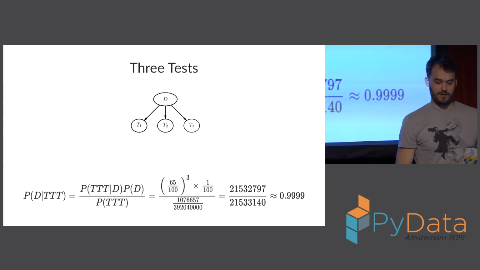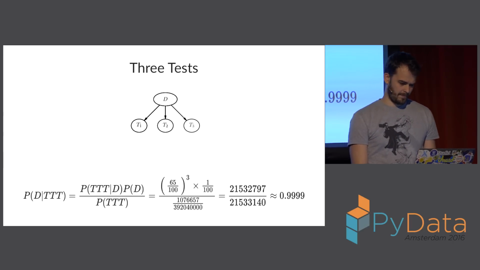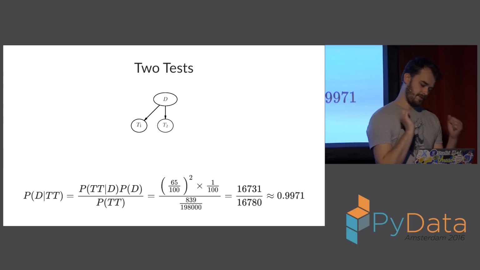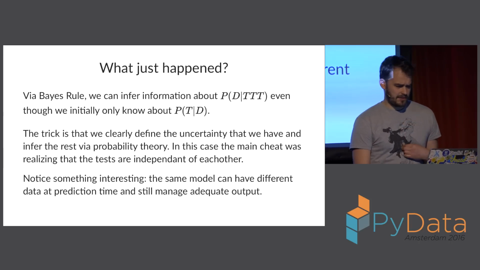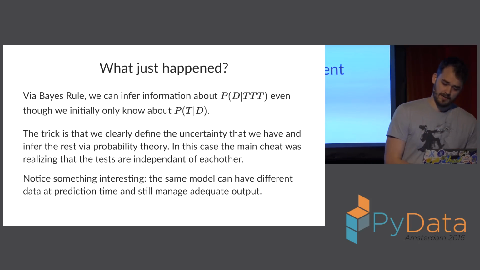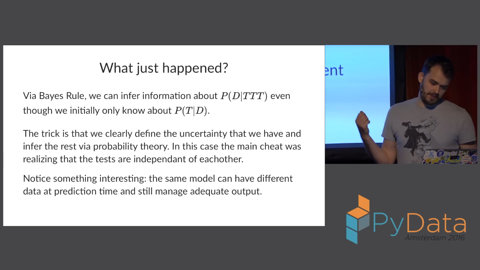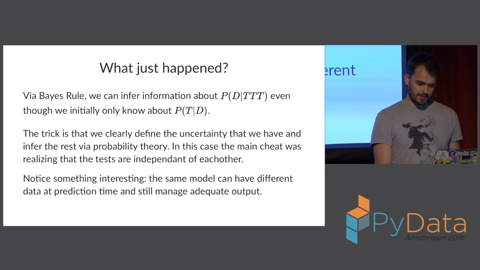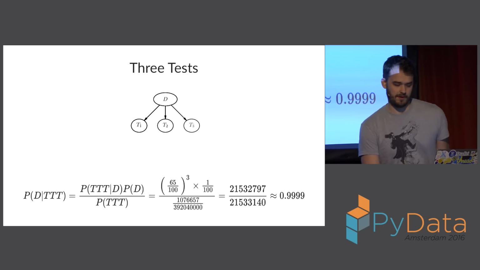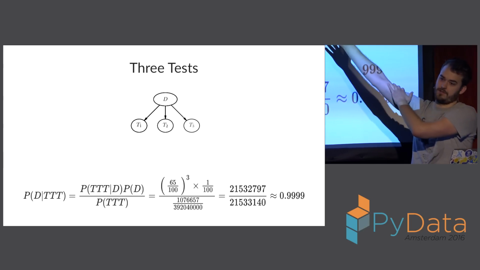That is also a situation where you don't beforehand know anything about your training data, but you can infer the rest. So this aspect of putting only a little bit of knowledge in and the rest being done through probabilistic inference is a powerful thing. Via Bayes' rule, we can infer information about the probability of you having the disease given more tests, even though we initially only knew the probability of you getting a positive test result given that you had the disease. The trick here is that we clearly define our uncertainty, and we can infer the rest via probability theory. In this case, the main cheat was realizing that the tests are independent of one another. Given that I have the disease, the tests are all independent, which means that I can think according to this structure.